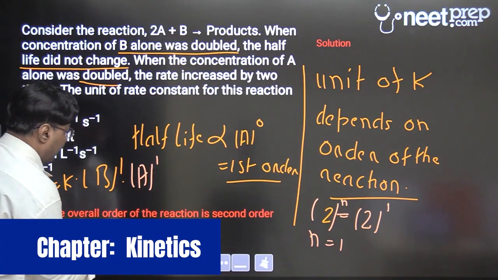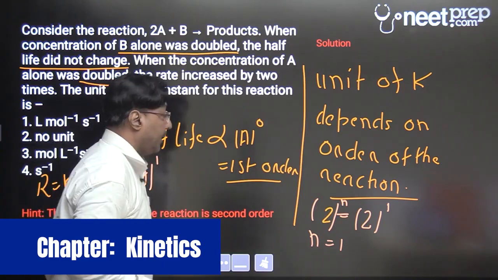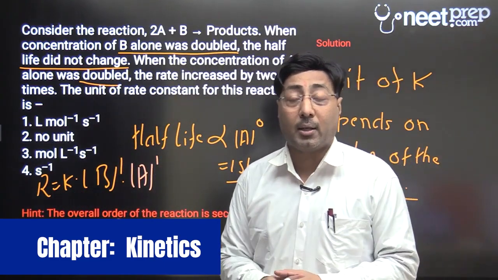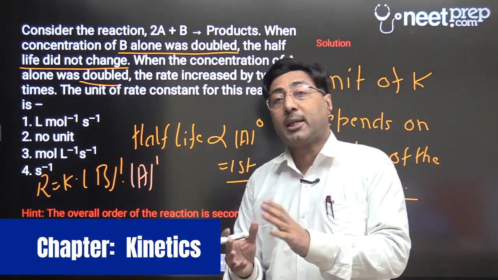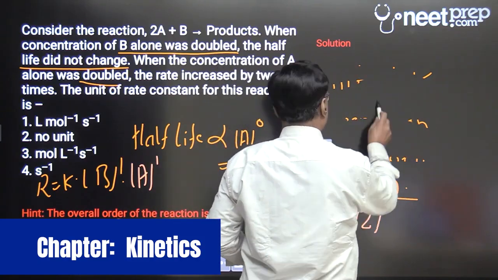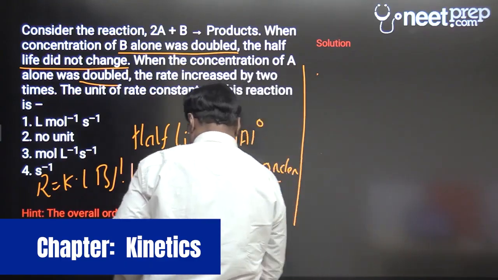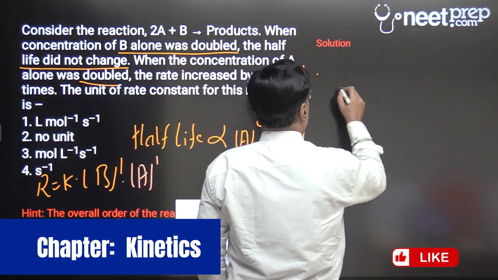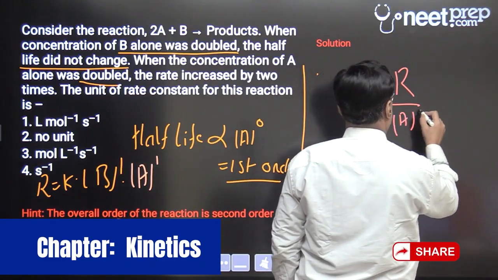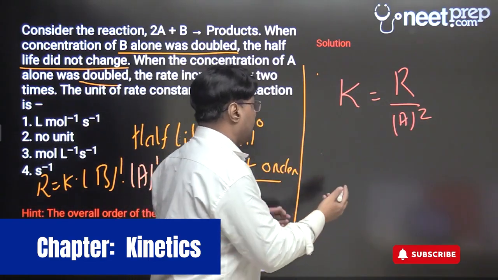But what about the overall reaction? R is equal to K times the concentration of A and B, so it's basically a second order reaction, and we need to calculate the unit of K based on the second order reaction. This can be written as K is equal to R over A square. You can write A into B, but I have written simply A square because it's a second order reaction.